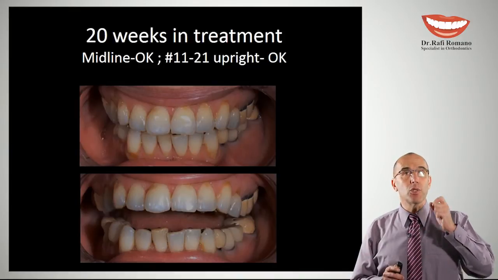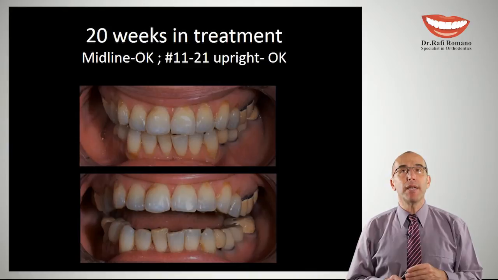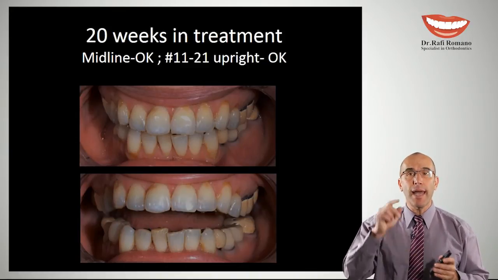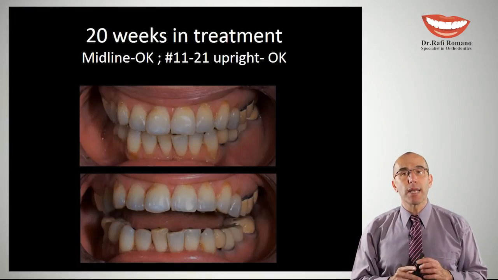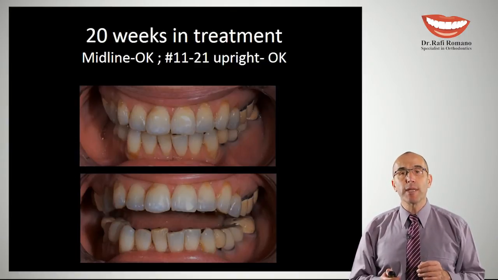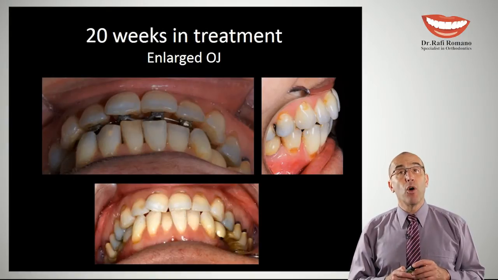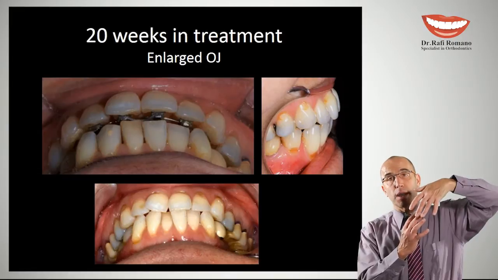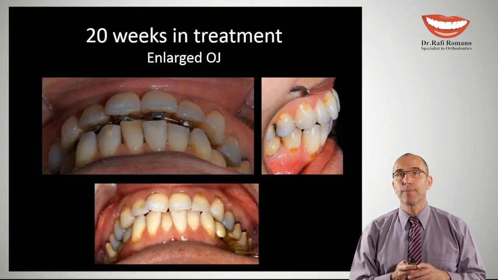Now, here she is in 20 weeks. Midlines are okay. Teeth number 11 and 21 are nicely uprighted. You can see that I still have this triangular shape in the incisal because of the attrition she had before. And we slowly get also the alignment in the lower arch. The overjet is still not perfect as we want. We expect it because we have done some proclination.